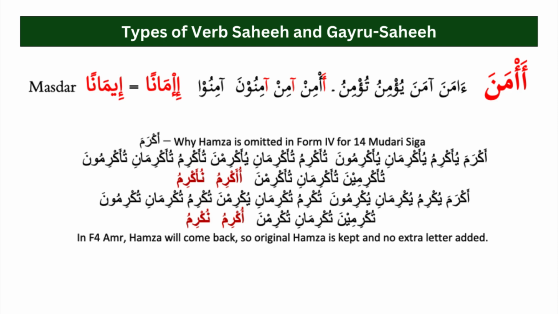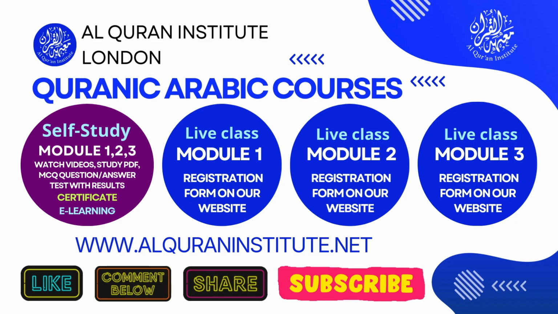So, the memory line for this slide is, in Mahmuz verbs, the Hamza follows rule, position, and pronunciation ease. It may stay, shift, drop, or return. And the special memory line for the bottom section is, Form 4 begins with Hamza, but Ta'lil often drops it in Mudari to make the form shorter, simpler, and easier to pronounce. Then the Amr brings it back again.